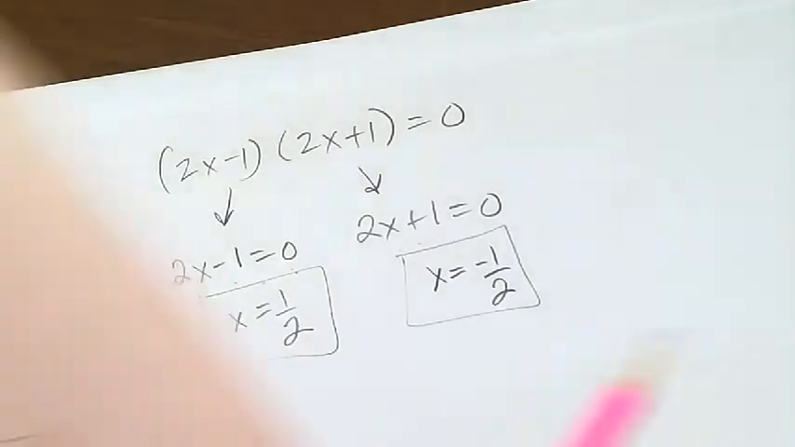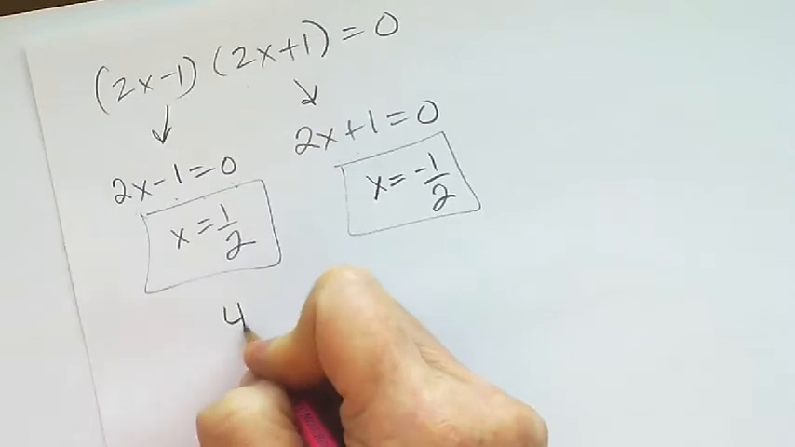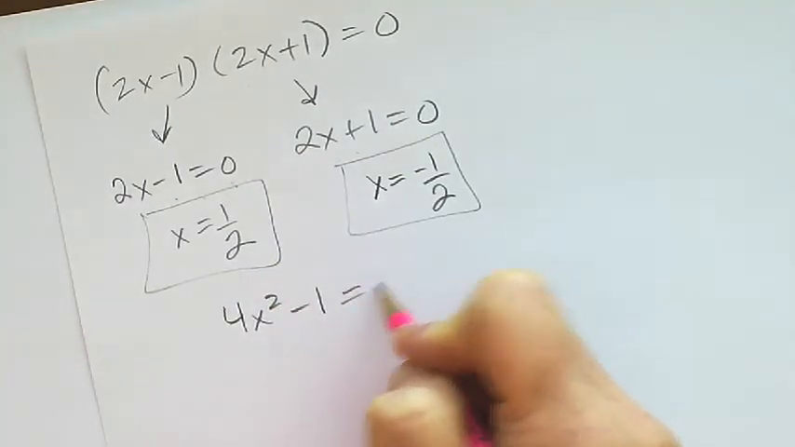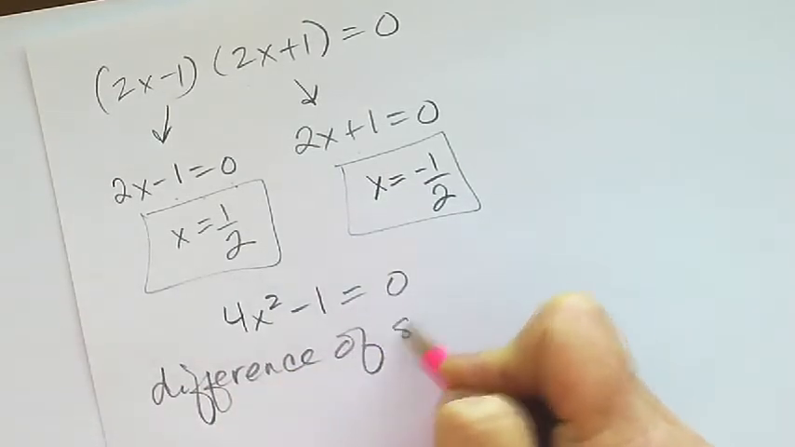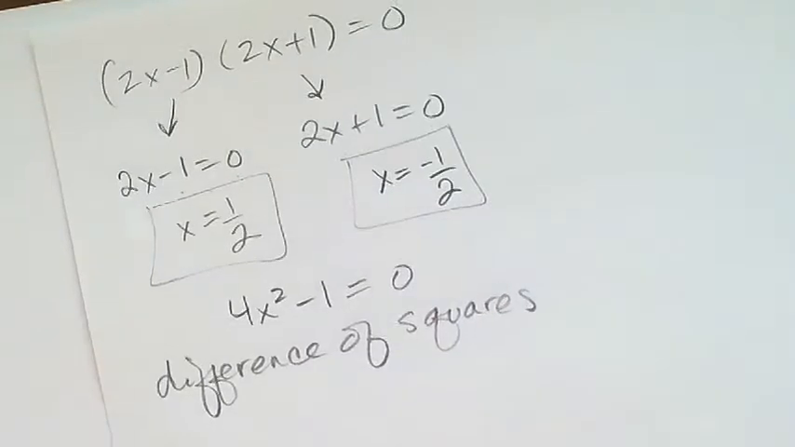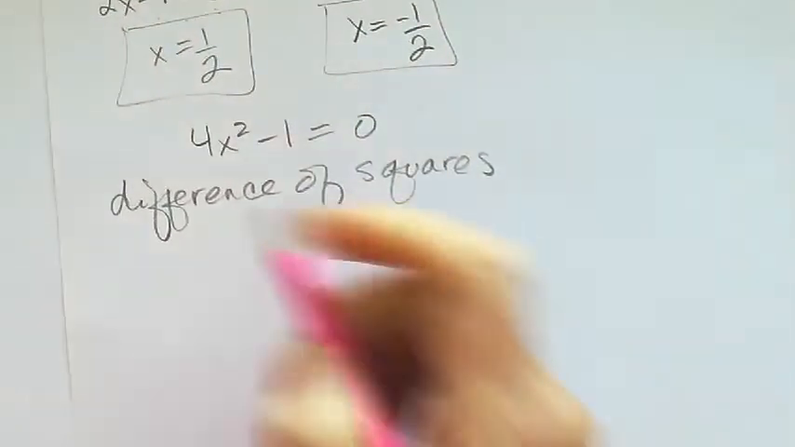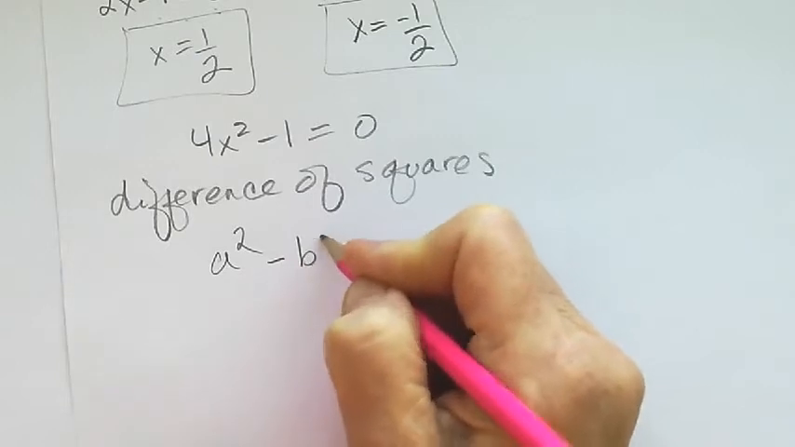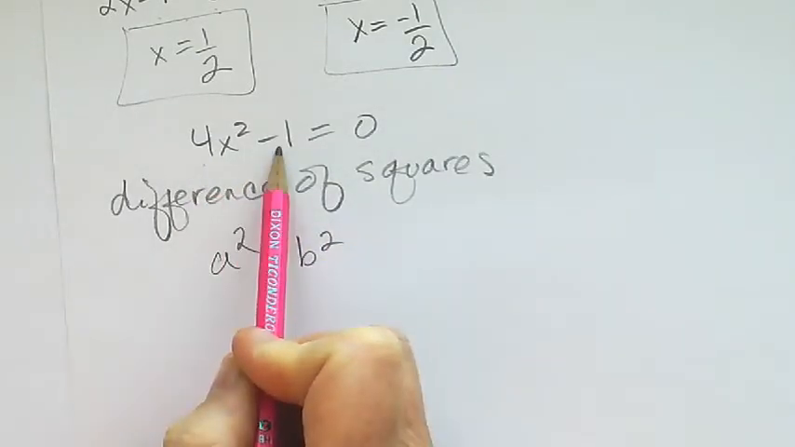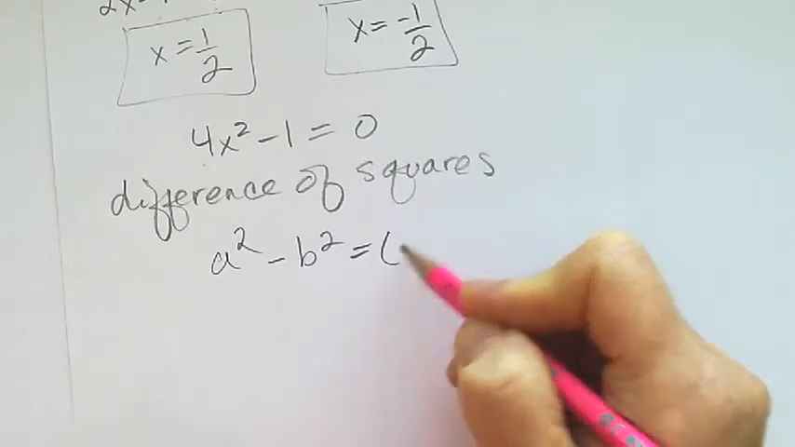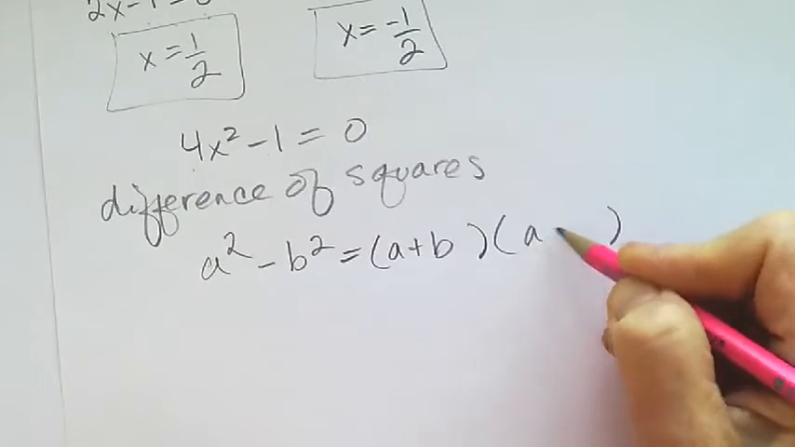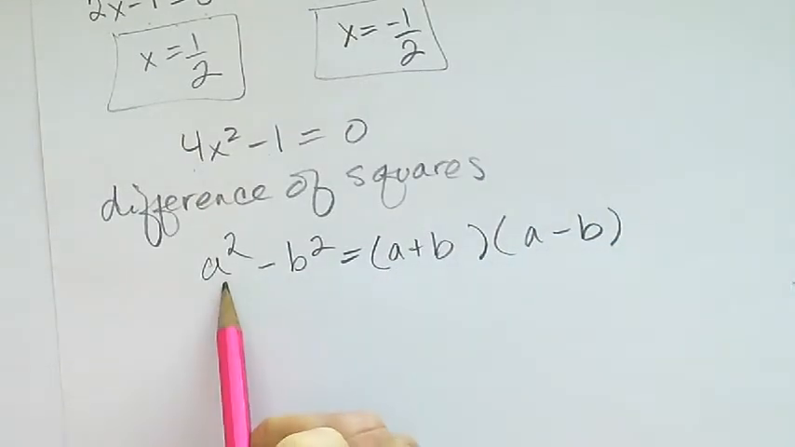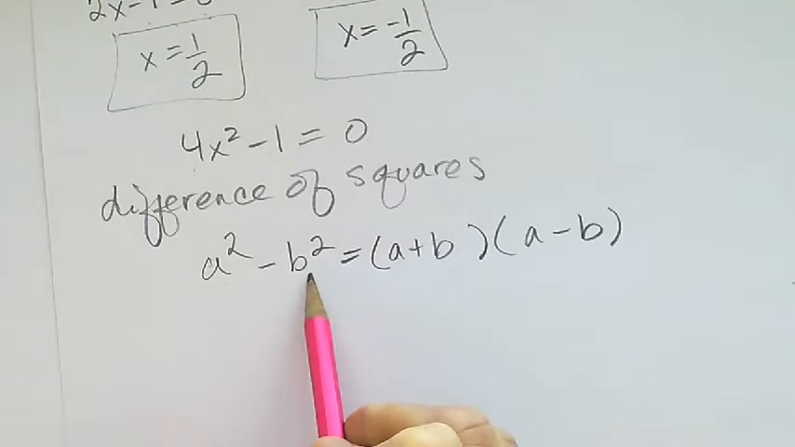The other way would be to maybe recognize, let me write this again, that 4x squared minus 1 is a difference of 2 squares, or in Khan it just said difference of squares. If you see 2 perfect squares, which we have here, 4 is a perfect square, 1 is a perfect square, then hopefully you will start to recognize that it's always going to factor into a plus b times a minus b. A is the square root of a squared, b is the square root of b squared.